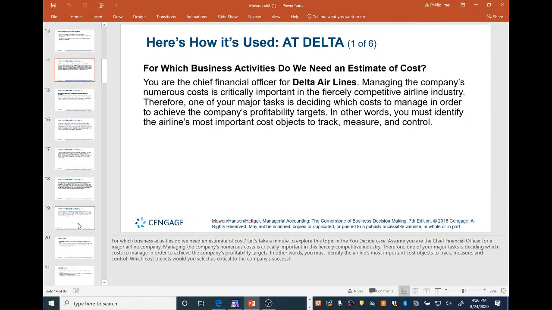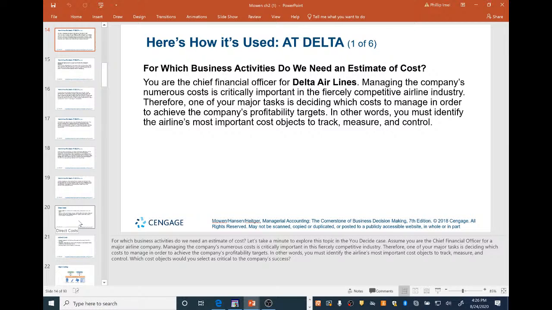Let's talk a little bit about how it's used at Delta. For which business activities do we need an estimate of cost? Let's just assume that we're the chief financial officer for Delta Airlines. Managing the company's numerous costs is critically important in the fiercely competitive airline industry. Therefore, one of your major tasks is deciding which costs to manage in order to achieve the company's profitability targets. In other words, you must identify the airline's most important cost objects to track, measure, and control, okay?